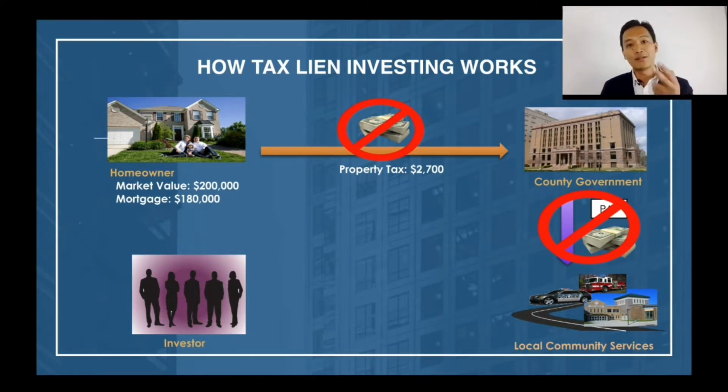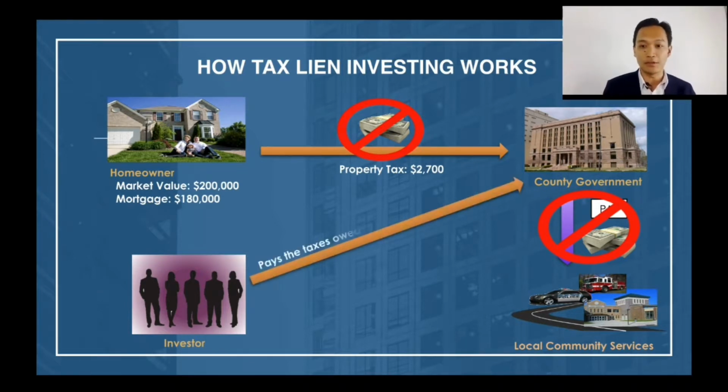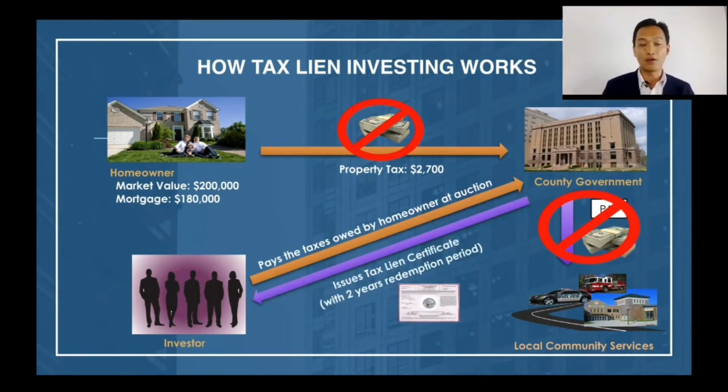So, homeowner is in deficit of $2,700. County is in deficit of $2,700 from the homeowner. So the investor will then step in to pay the $2,700 to the county government. The county government will then issue what we call a tax lien certificate. Now, this is all taking place at an auction. As I said earlier, there are about 30,000 other homeowners who are late, so the county government is selling 30,000 liens. So you as an investor can be buying as many as 1, 2, 5, 20, 200, as many as you want. Depends on your budget.